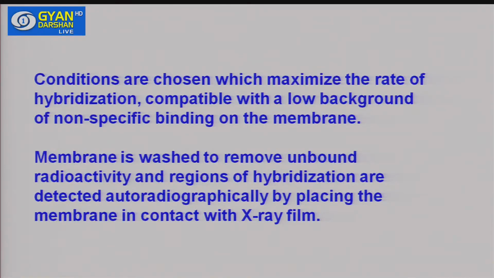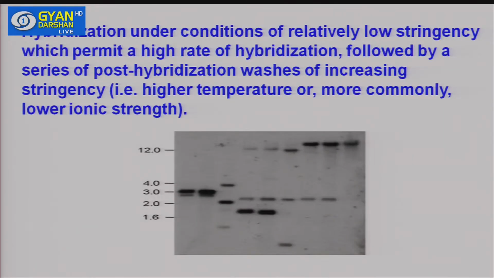So the membrane is washed to remove unbound radioactivity, and regions of hybridization are detected autoradiographically by placing the membrane in contact with X-ray film. So that completes it. If you get a band, then you will be able to make out that yes, my genome has the gene of interest. Hybridization under conditions of relatively low stringency permits a high rate of hybridization, but if you go for increasing stringency, then it can be done at high temperature or, more commonly, lower ionic strength.